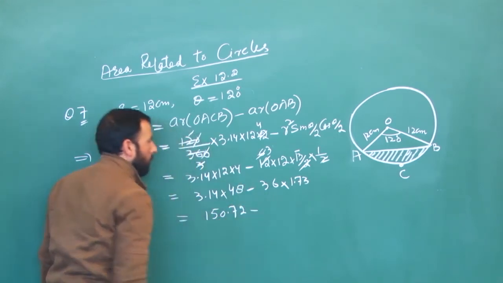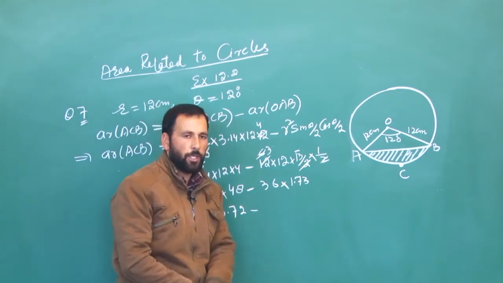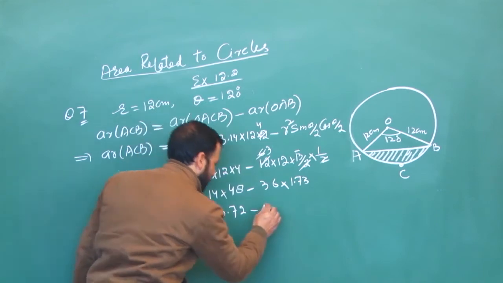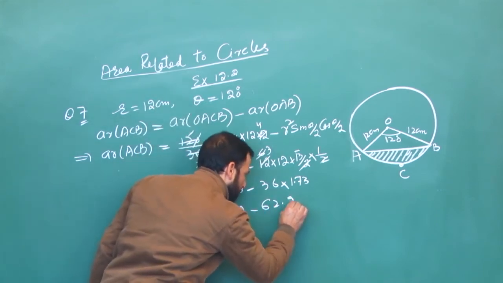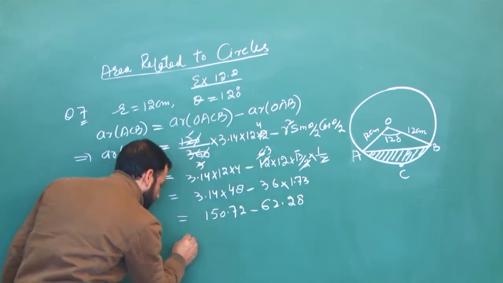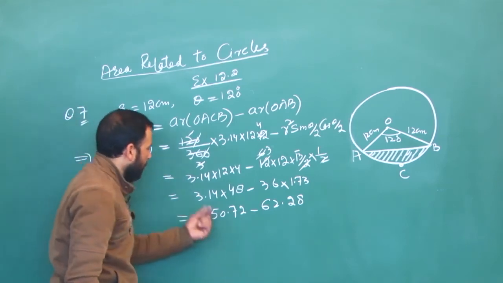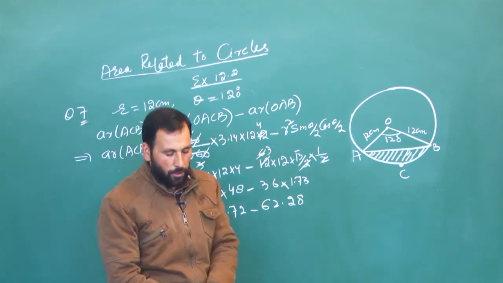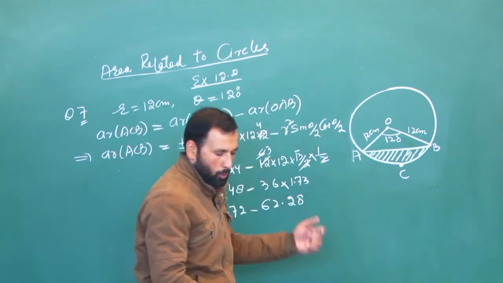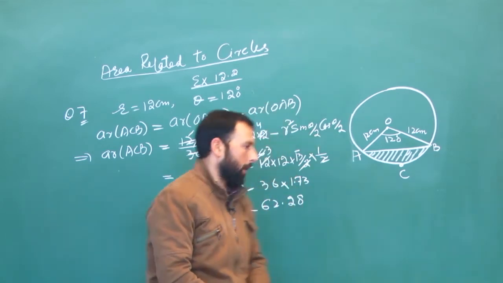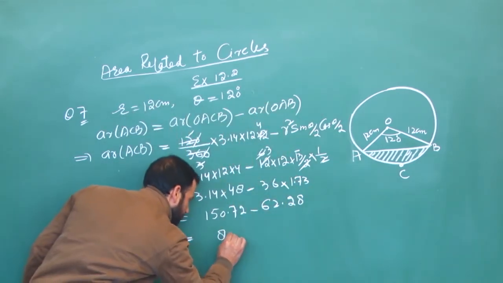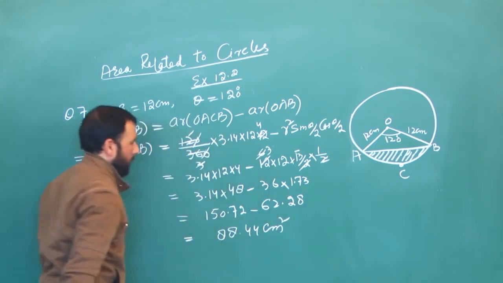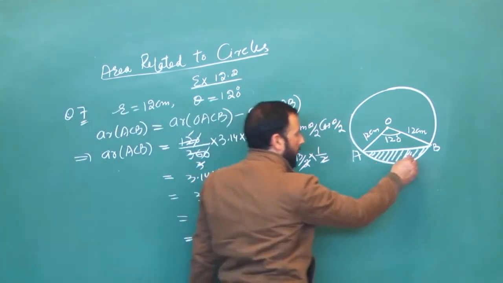So 150.72 minus, when you multiply 36 into 1.73, you get 62.28. After subtracting, we get 150.72 minus 62.28. The result is 88.44 square centimeter, which is the area of this corresponding segment.